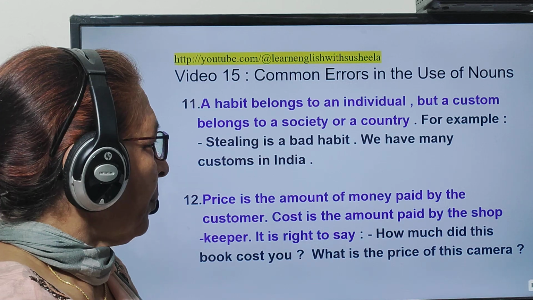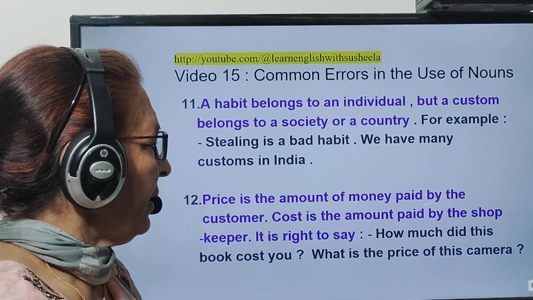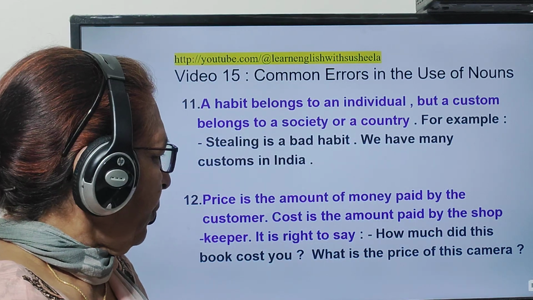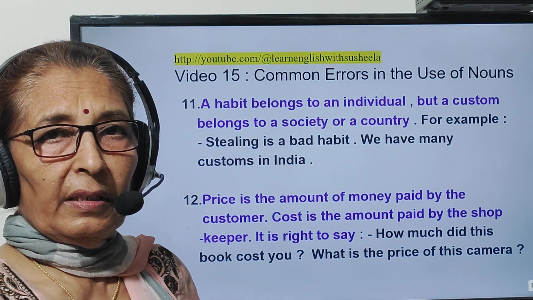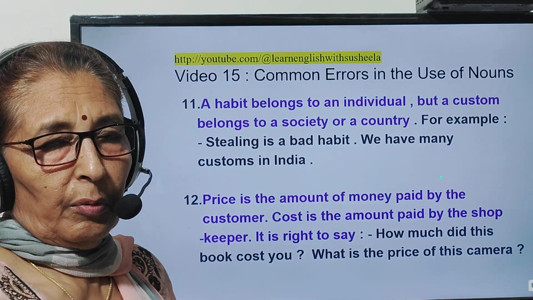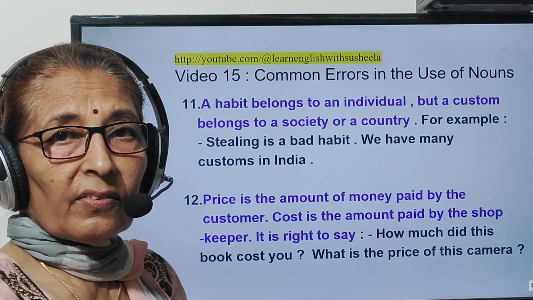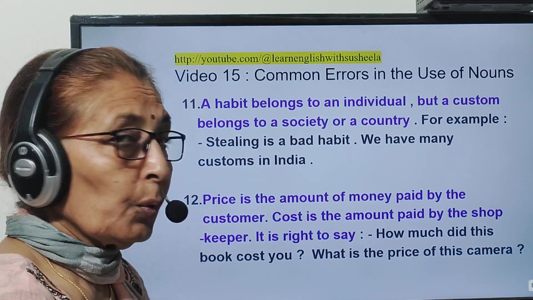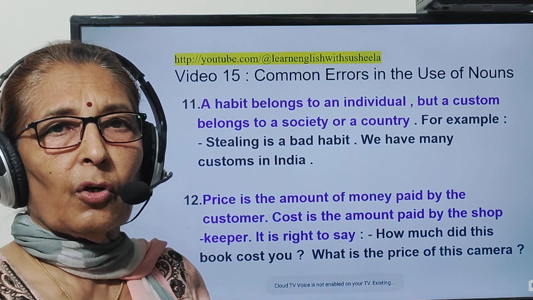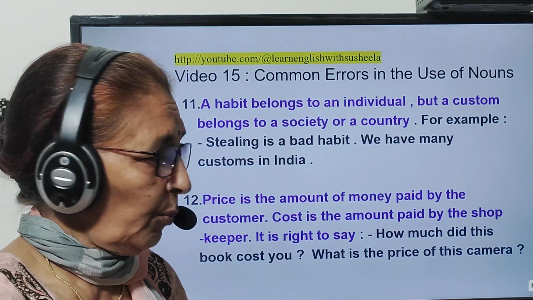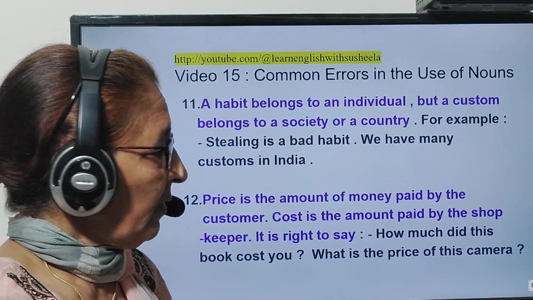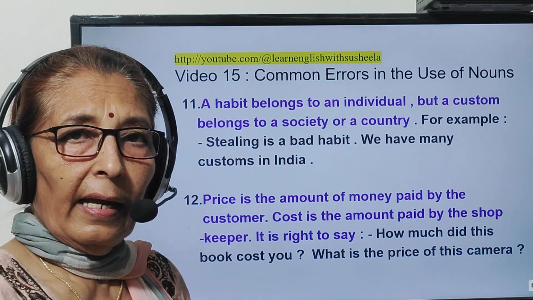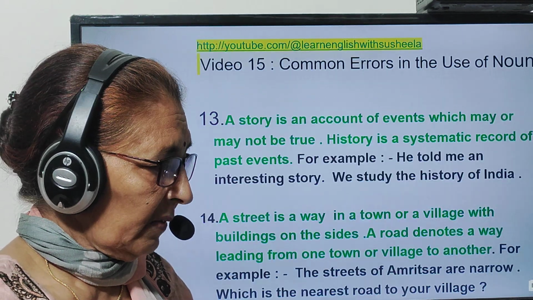12th, here price. Price is the amount of money paid by the customer, and cost is the amount paid by the shopkeeper. So this difference should be there. How we can use it with the shopkeeper. Suppose we are a customer and we have to ask the shopkeeper. Then it's right to say, how much did this book cost you? It means we are asking the shopkeeper how much he had to spend for that book. And when we are asking price, we say, what's the price of this camera? So that way the cost and price should be used at the right place.